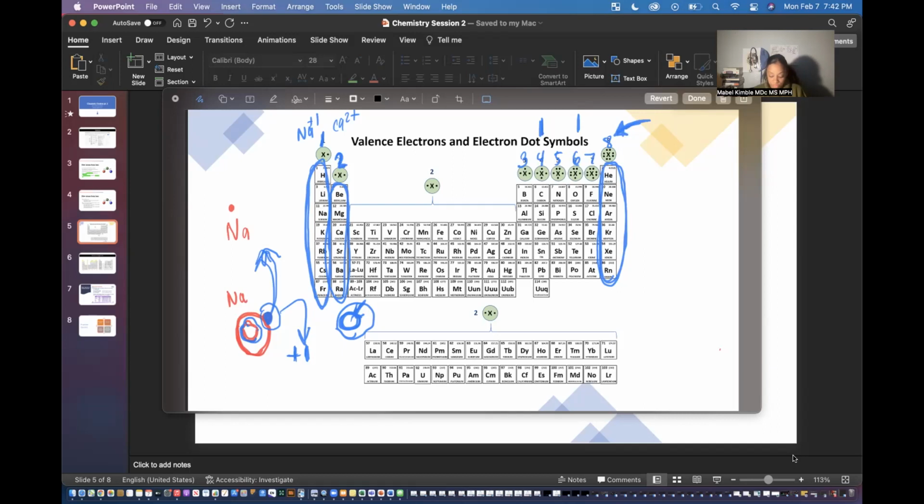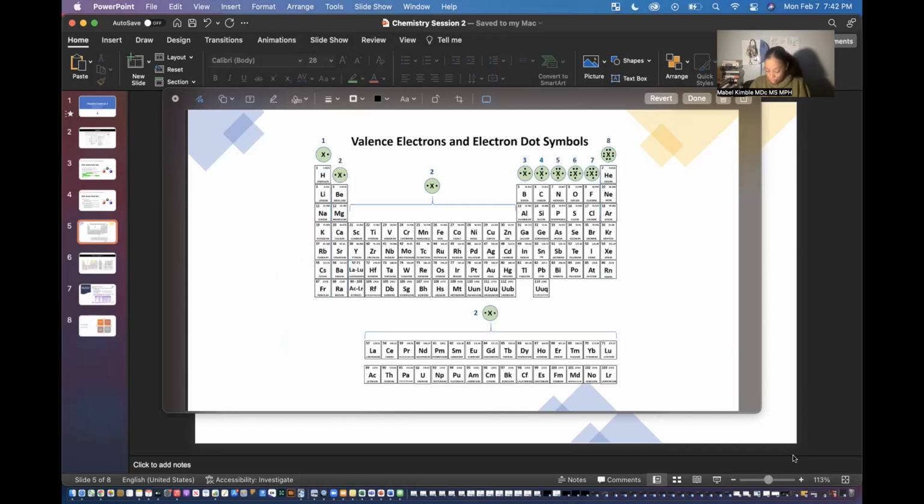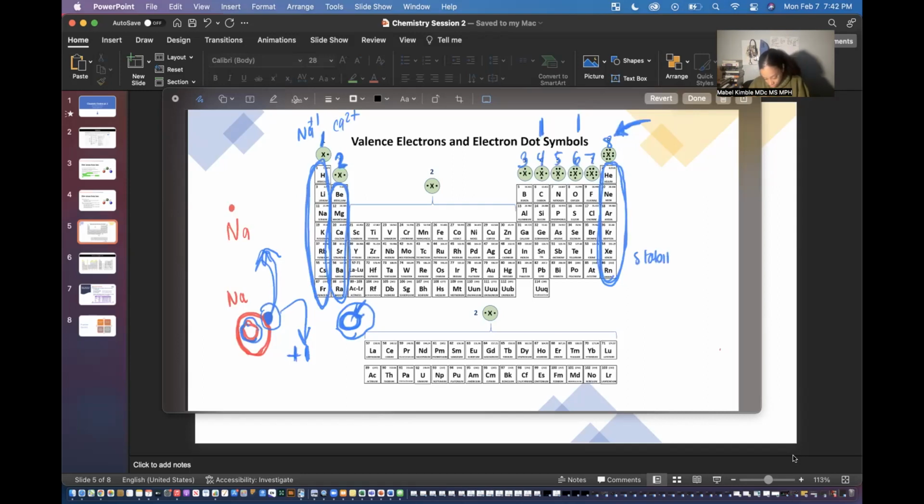To get them all paired up, right? To get them all paired up, yes, but paired up to reach what? I don't really know. The goal is to be stable, right? And what does stability mean? To basically not have to lose or gain an extra electron and then just, oh, it's kind of hard to explain.